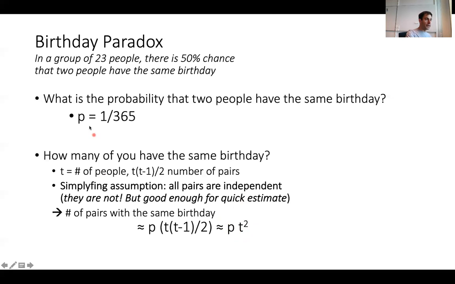So if you do the math, you will find out that if you have a group of 23 people, then you have roughly a 50% chance that 2 people have the same birthday, which is the name of the paradox, the birthday paradox.